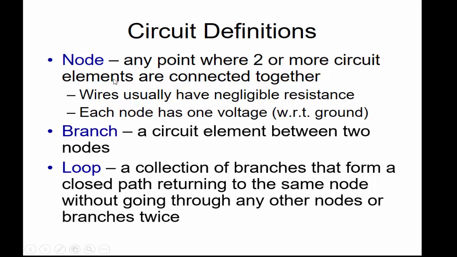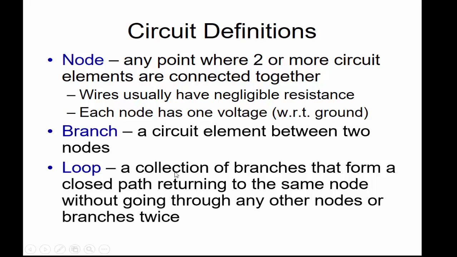So now what is a node? A node is any point where two or more circuit elements are connected together. Wires usually have negligible resistance, so each node has one voltage with respect to the ground. Just take it as that. So what is a branch? A branch is a circuit element between two nodes. So if we have a circuit element between two nodes, that becomes a branch.